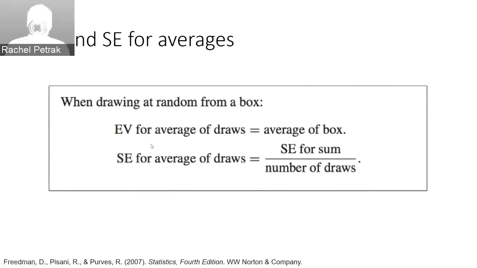So this is another slightly different standard error, and in a little bit we'll look at all of our standard errors and think about when to use them. The standard error for the averages says how far the average of the draws is likely to be from the average of the box.